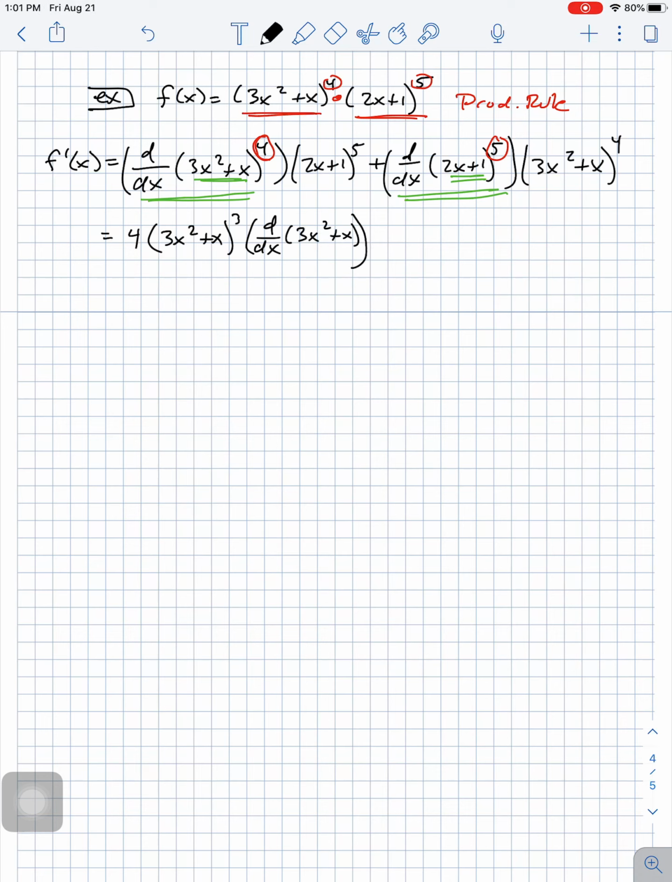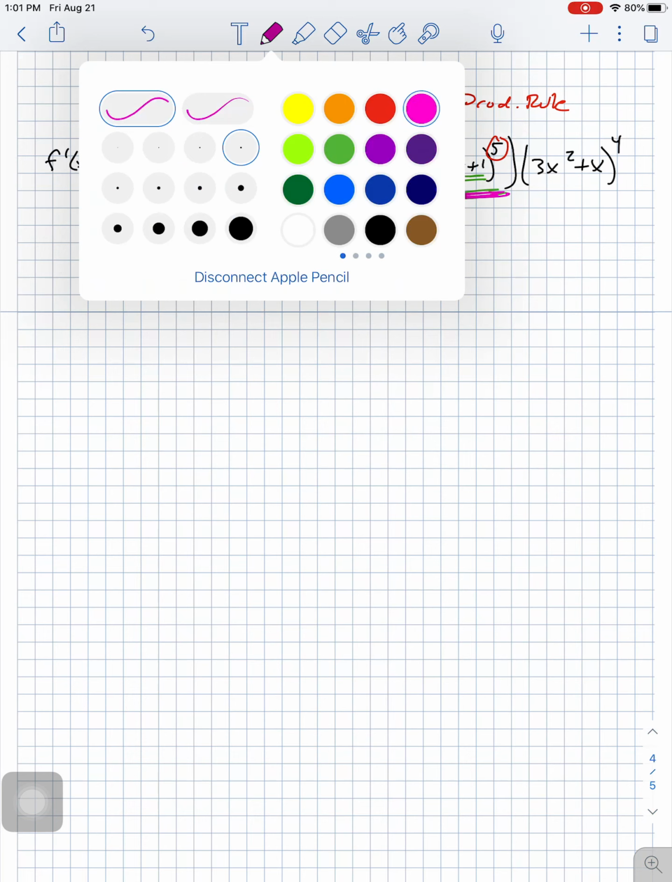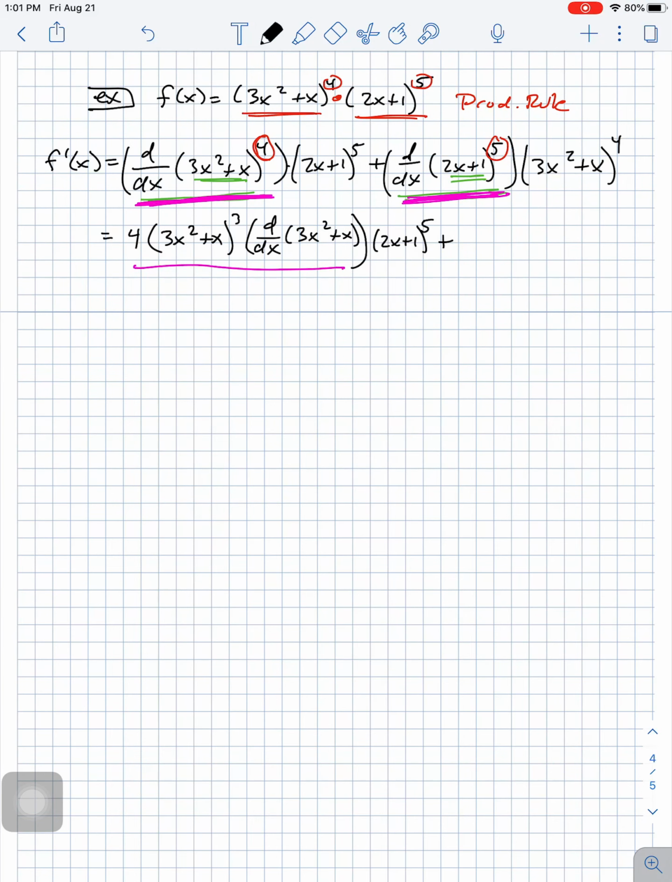Okay, so let's mark this. This piece right here is this right here. That's your chain rule. Then I've got times the (2x + 1)^5 and plus, now let's do this derivative right here. This is also a chain rule: the derivative of the outside function evaluated at the inside function times the derivative of the inside function.